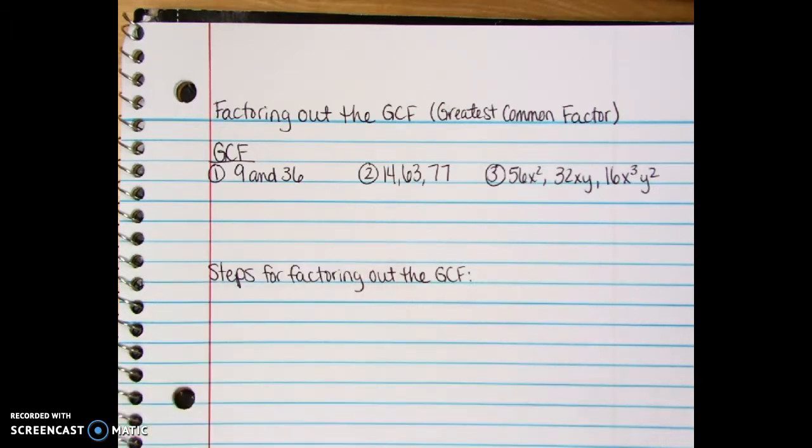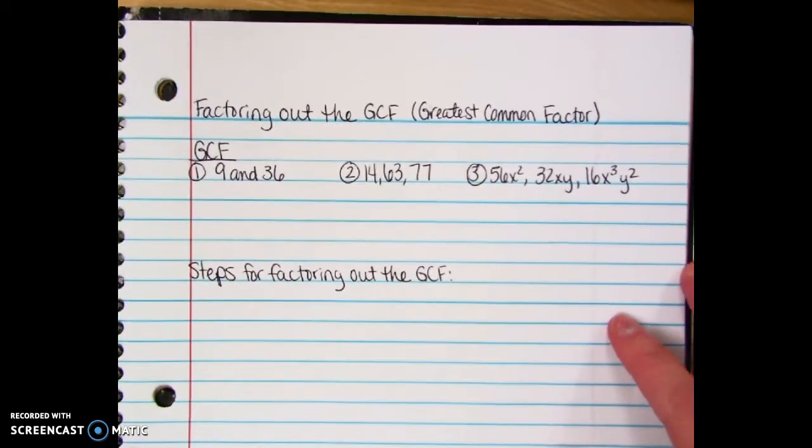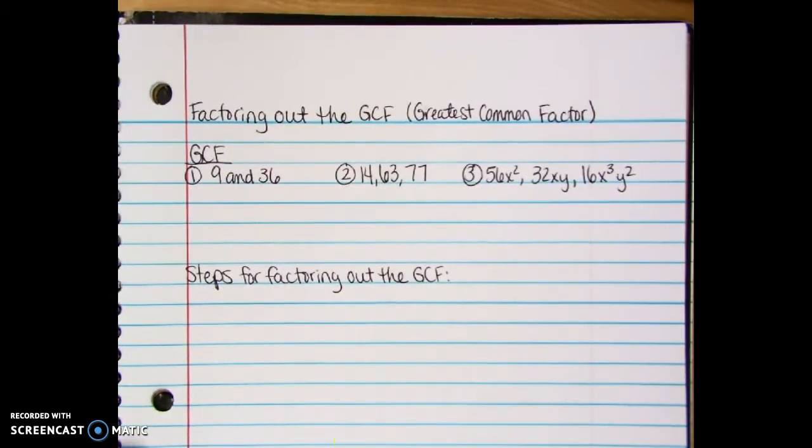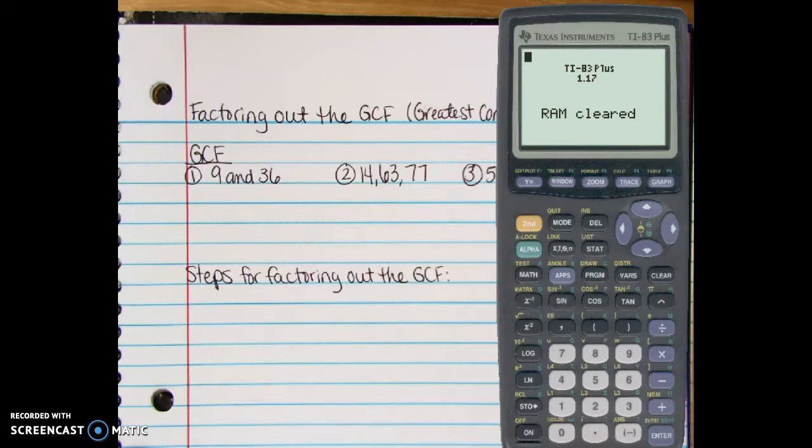So 9 and 36. And if you're not good with your multiplication facts, there is a way to do this on the calculator. Real quick, I'll show you. If you go to Math, and then over 1 to Number, and then down to, I believe it's number 9. Yes, so that is the GCD, which is the same thing as the GCF.